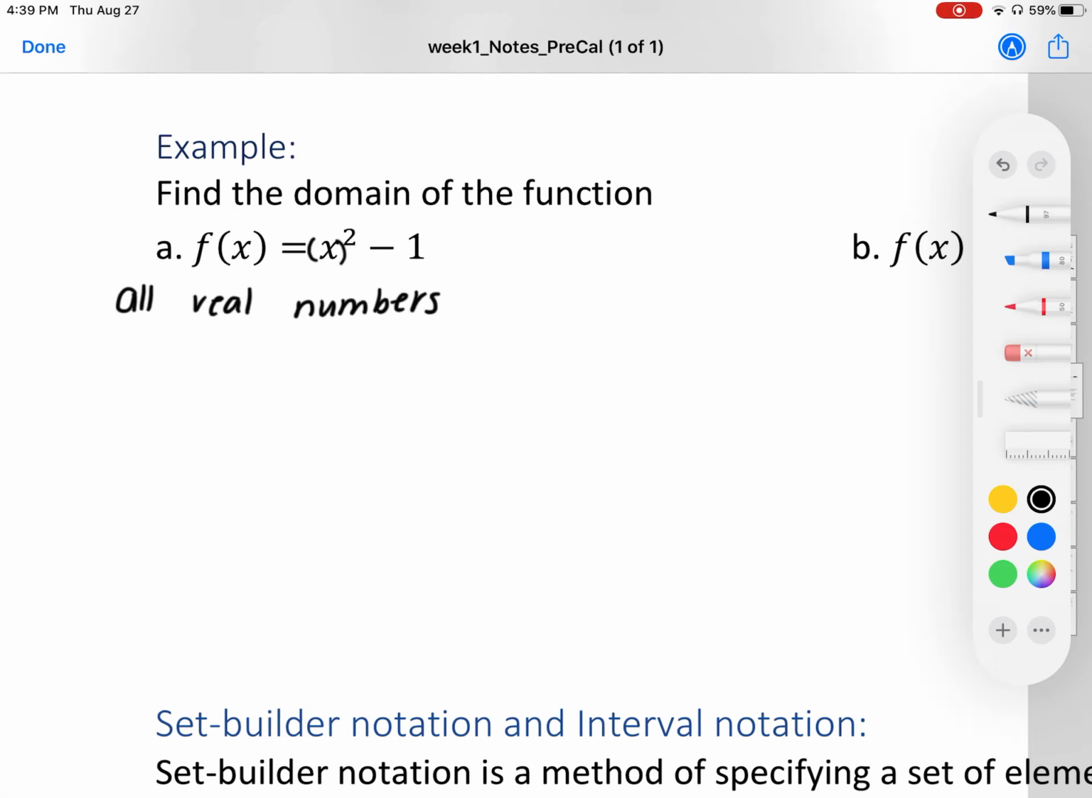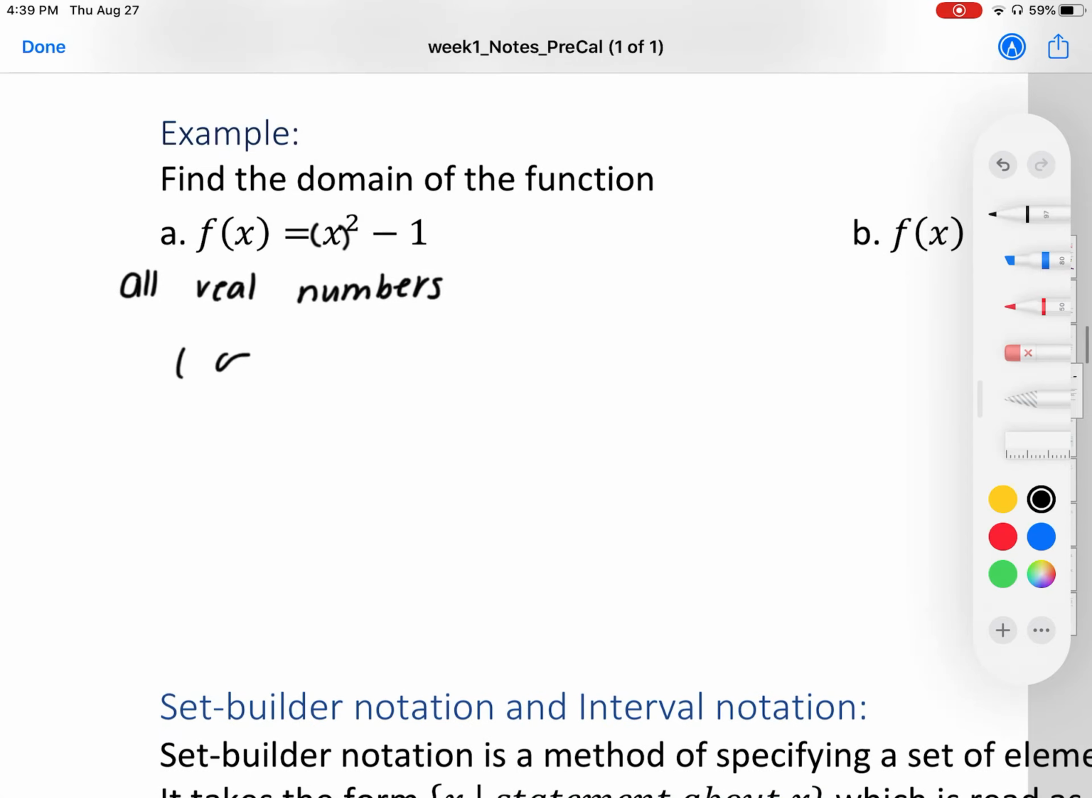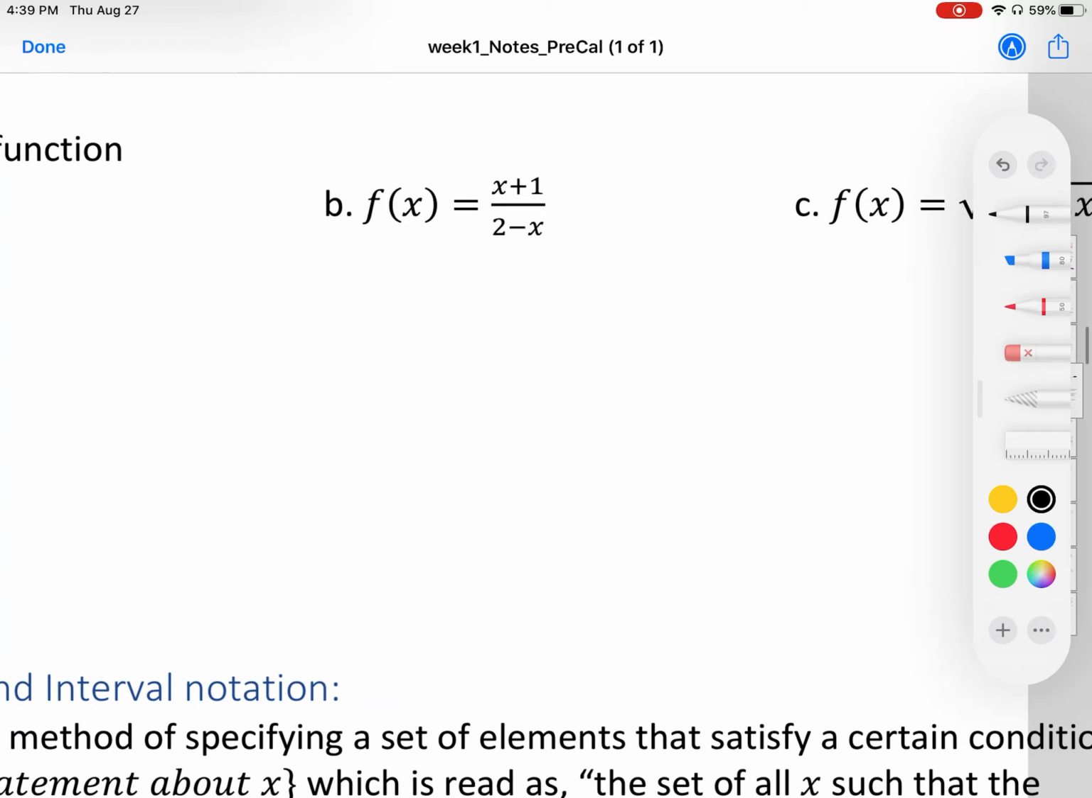And if we wish to write it in interval notation, it would be negative infinity to infinity. Let's take a look at B. We have f of x equals x plus 1 over 2 minus x. All right, here we do have a problem. It can never equal 0 in the bottom, right? Because that would give us an undefined statement. So we want to find out when it's not equal to 0. So we take 2 minus x and we solve for when it's not equal to 0.